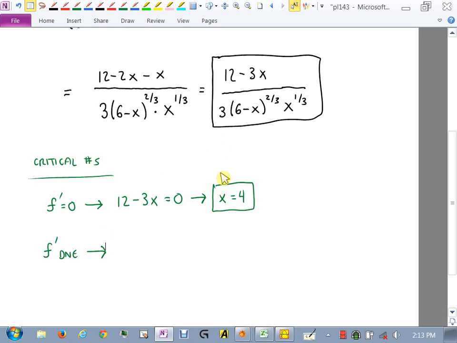Where is this thing going to be all messed up? 0 is going to cause division by 0. And 6. 6 minus 6 is 0. Understand? That's just by visual inspection. 0 here is going to make division by 0. 6 here is going to make division by 0.